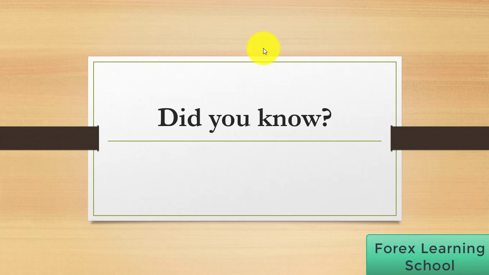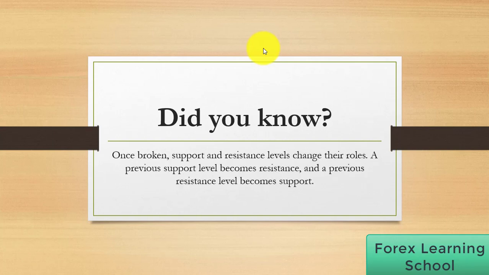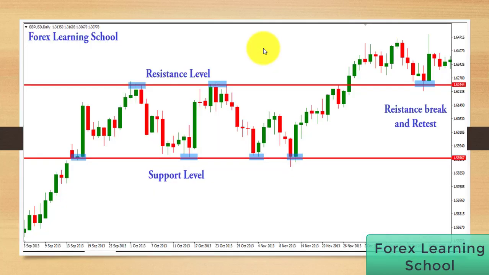Did you know? Once broken, support and resistance levels change their roles. A previous support level becomes resistance, and a previous resistance level becomes support. Here is another example of this chart pattern. Here in this chart, price broke resistance level and then came again to retest. You can also take entry when price comes to retest again.